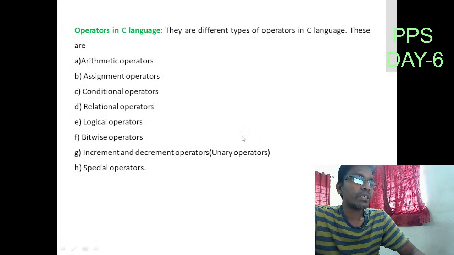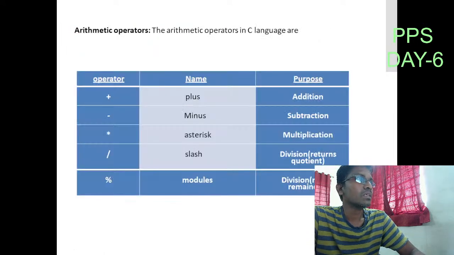Now we have different types of operators in the C language. That is arithmetic operators, assignment operators, conditional operators, relational operators, logical operators, bitwise operators, and increment and decrement operators, also called unary operators, and special operators. These are the different types of operators in C programming. So let us see them one by one.